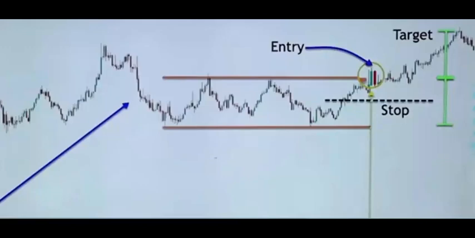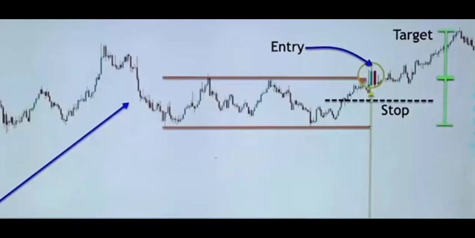Step 3, set your stop loss. Setting a stop loss is crucial in trading the bullish rectangle pattern. You can set your stop loss just below the support level or at a point where the pattern would be invalidated. This will help you limit your losses in case the price moves against you. Step 4, set your take profit. The take profit level should be set at a point where the price is likely to encounter resistance. You can identify this level by looking at previous highs or by using technical indicators such as Fibonacci retracement levels.